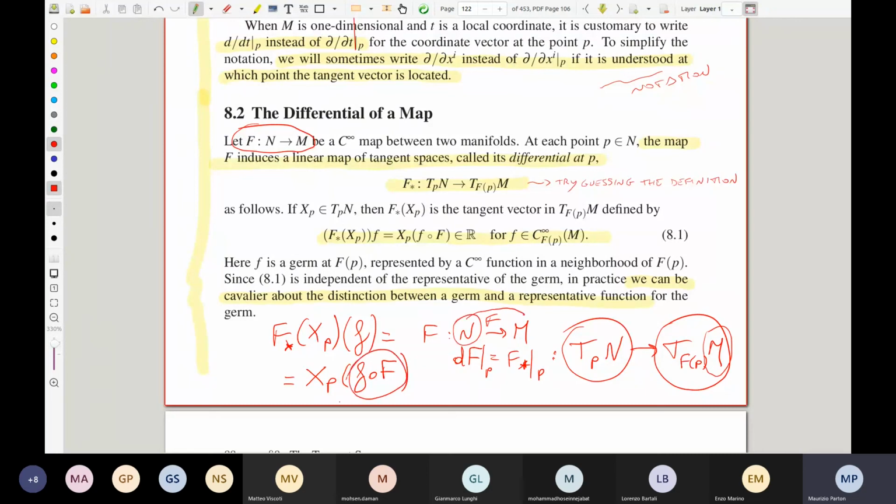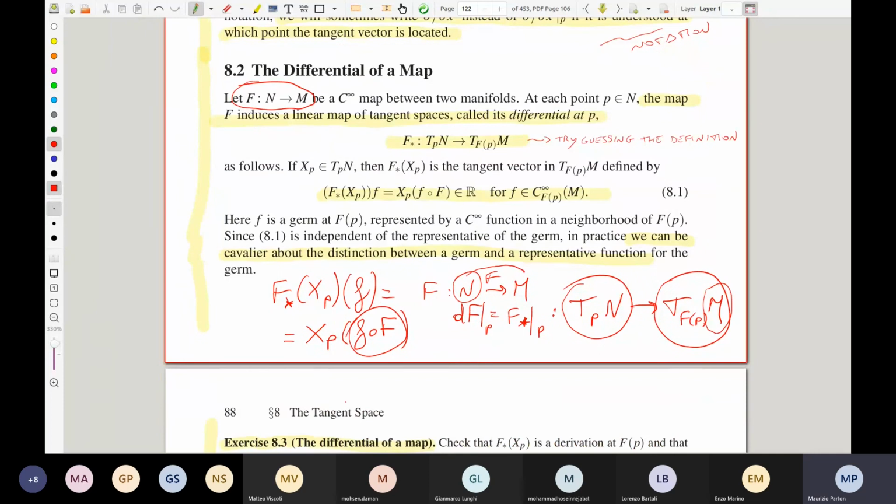This is the pullback. The differential of X_p applied to f is X_p of the pullback of f. In some sense, you see these two operations are adjoint to each other, dual to each other.